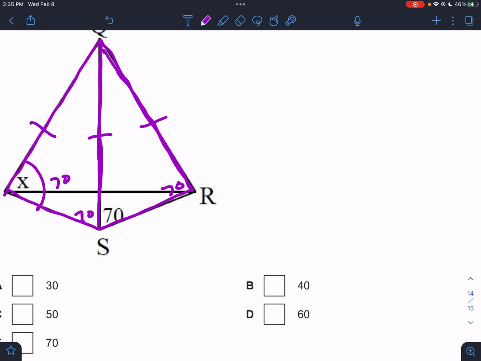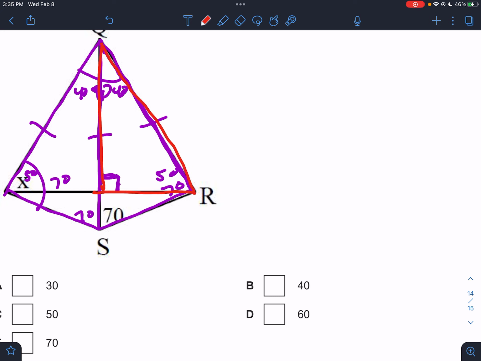So what do we have here? 360 minus 140 minus 70 minus 70. So this corner has to be 80, which would make it 40 and 40. So that means that this is 50 and 50, right? Because we know it's 90 here. I'm going really fast. Let's slow it down. Sorry. We got a right triangle here.